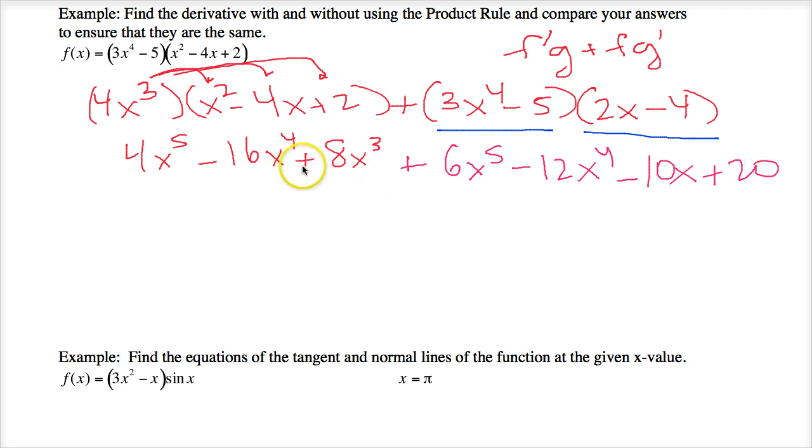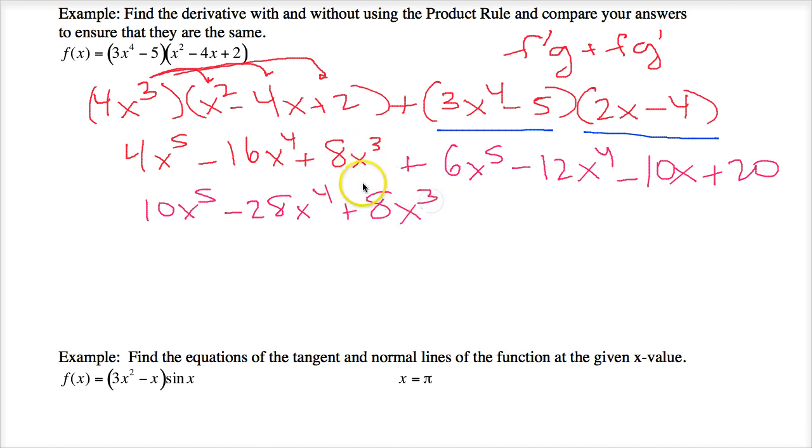Now I'll simplify by combining like terms. The highest exponent I have is to the 5th power. So this becomes 10x to the 5th. Oh, sorry, yeah, 10x to the 5th. I have negative 16x to the 4th minus 12x to the 4th. If I combine those, I get minus 28x to the 4th. To the 3rd power, I have 8x to the 3rd.